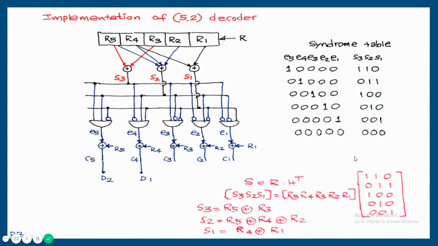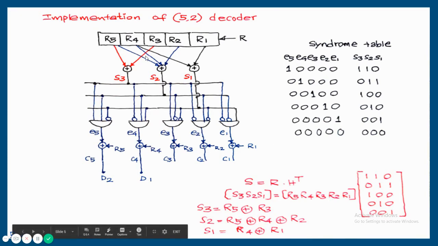So the equation will be then S3 is equal to R5 plus R3. Similarly, this row multiplied with the second column will get second equation, that is S2 is equal to R5 plus R4 plus R2. Third equation, this R is multiplied with the third column. Equation will be S1 is equal to R4 plus R1. These three equations are used here for providing the connection.